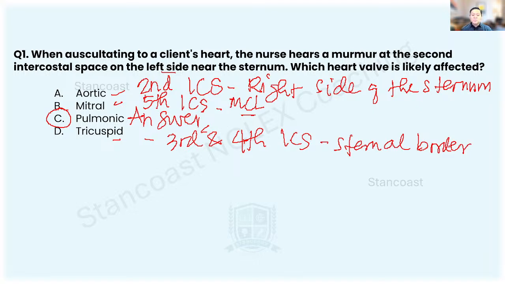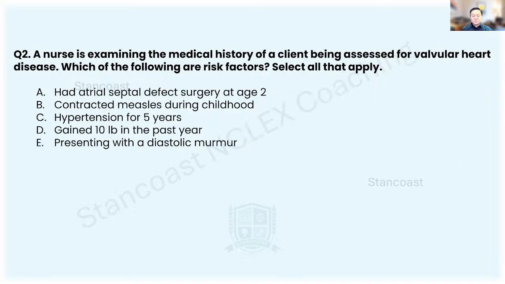Okay. So please don't forget the anatomical positions of the heart sounds in order that you can identify the affected heart valve. All right, question number 2. A nurse is examining the medical history of a client being assessed for valvular heart disease. Which of the following are risk factors?